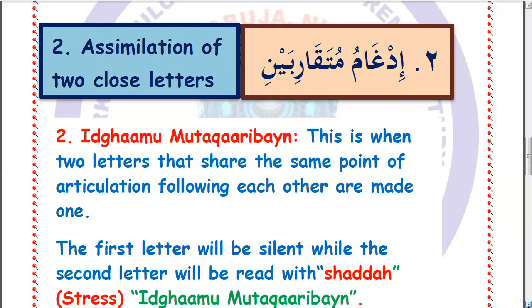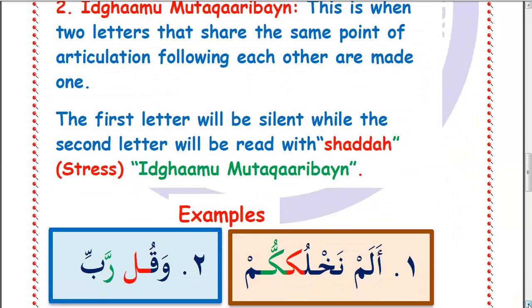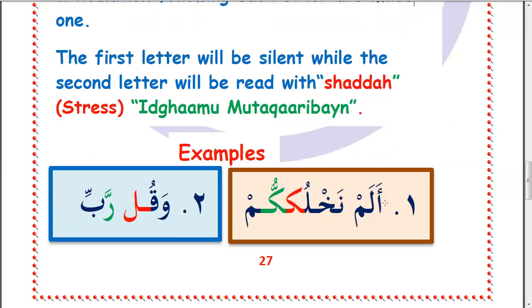So the first letter will be silent, just like what we said in the previous lesson, while the second letter will be read with shadda. Shadda means stress, and that is called Idghaamu Mutaqaaribayn. I hope you understand. Let's try to illustrate that from the examples below.